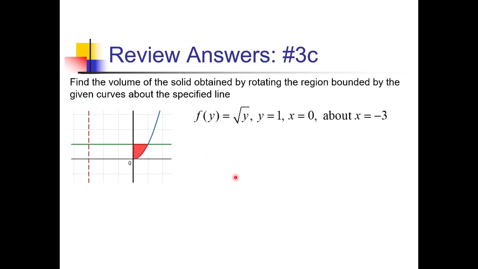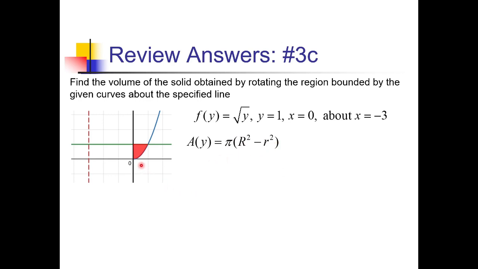So in order to make that happen, I'm going to have to use washers. There's a big gap here between the bounded region and the axis of revolution. So I've got a of y. I've got to integrate with respect to y here because this is a vertical line. That's going to be pi big R squared minus little r squared.